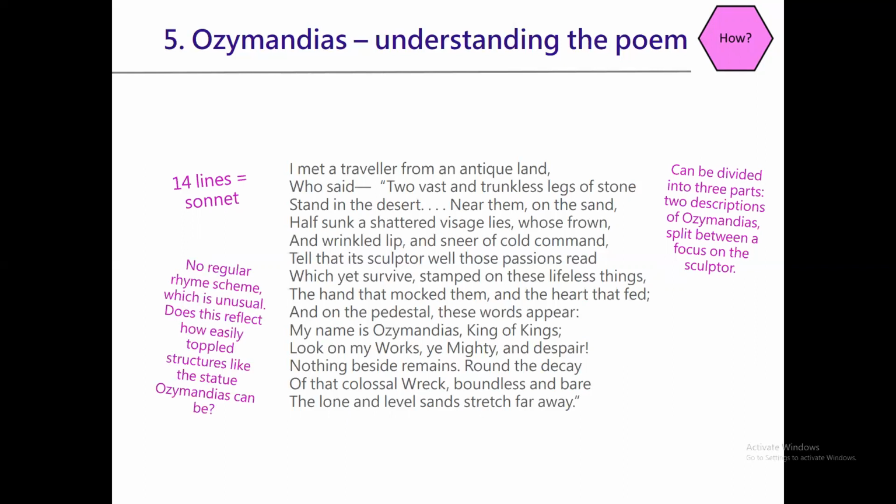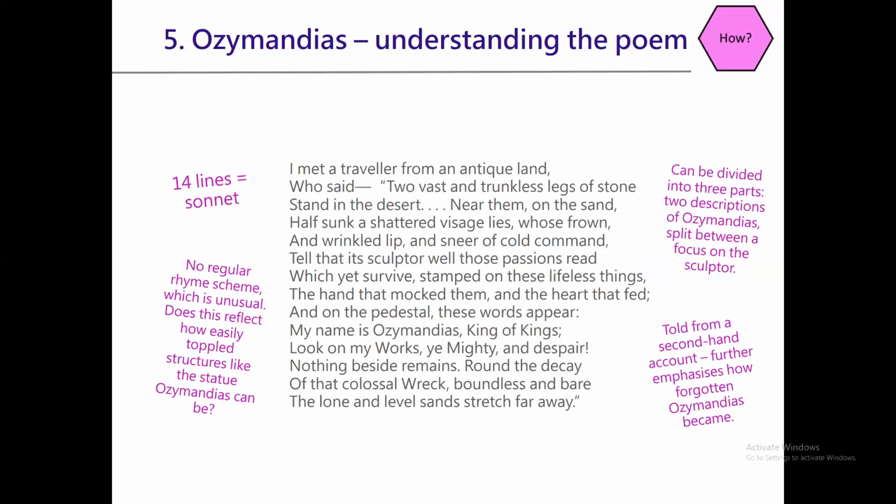There's no regular rhyme scheme, which is a little unusual. Does this reflect how easily toppled structures like the statue of Ozymandias can be? So, if it's taking away the structure of rhymes in a sonnet, is that a metaphor almost for how easily Ozymandias' own statue was toppled?